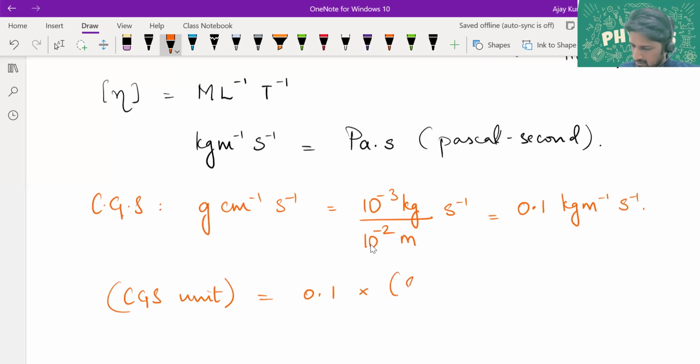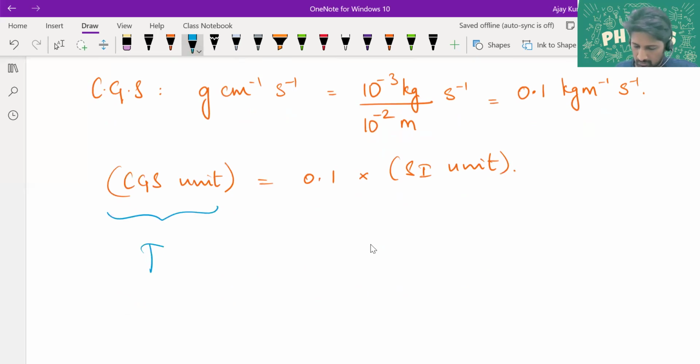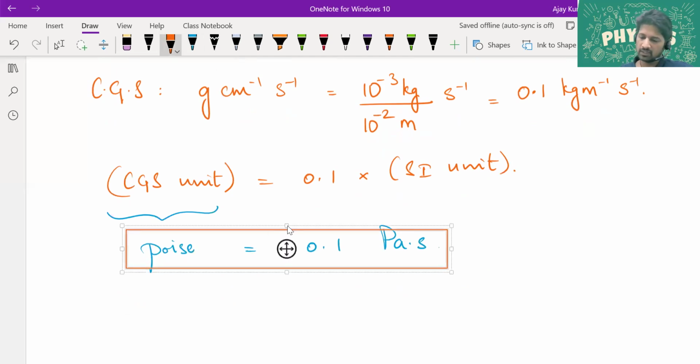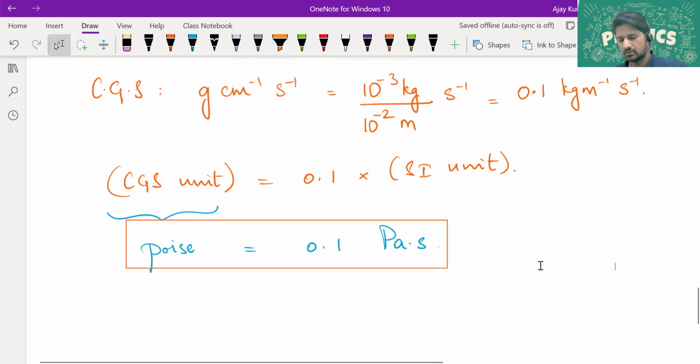0.1 times the SI unit. The SI unit is Pascal second, no? The CGS unit has a separate name given to it. It's called poise. It is 0.1 Pascal second. This conversion is very important because in questions they usually give the viscosity in poise. But you will have to convert it to Pascal seconds, that is the SI unit, and then apply it in the equations. So remember this.